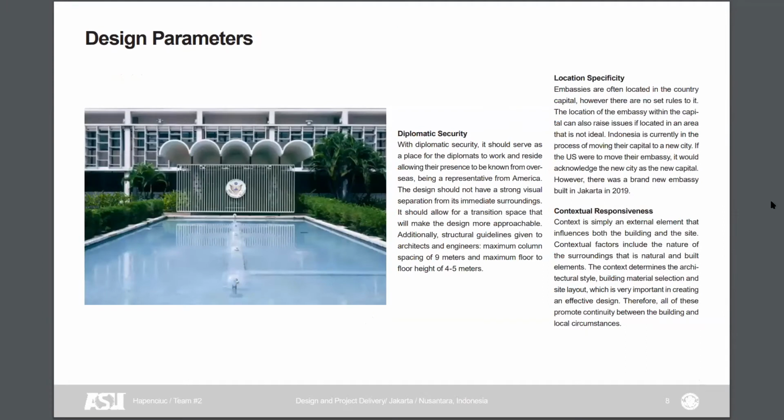Coming to the design parameters, first one is diplomatic security. The place serves as a place for diplomats to work and reside, being representatives from the USA. The design should not have a strong visual separation from its immediate surroundings, and should allow transition space that will make the design more approachable. Along with these, it has to follow the structural norms as well.